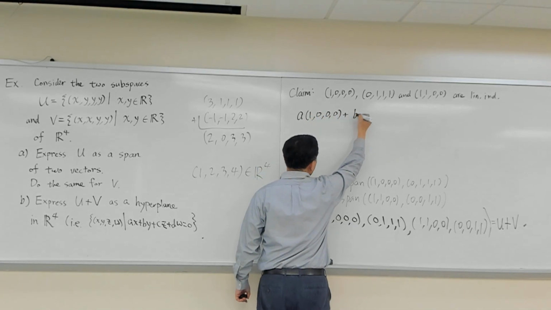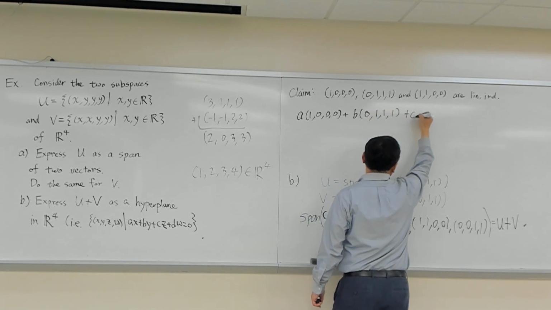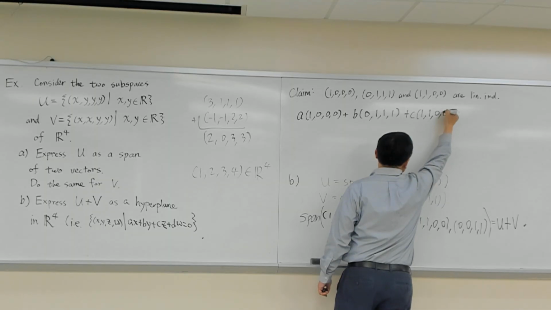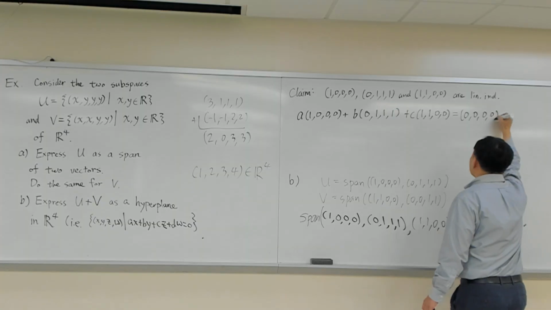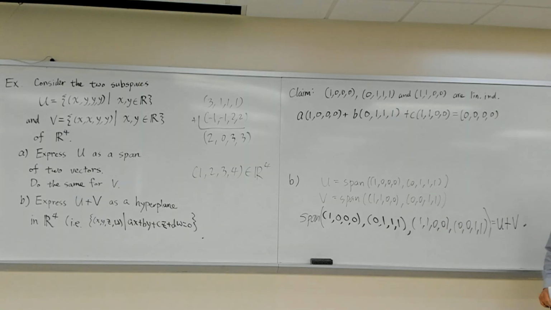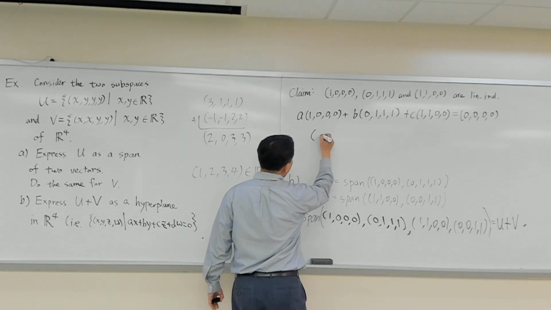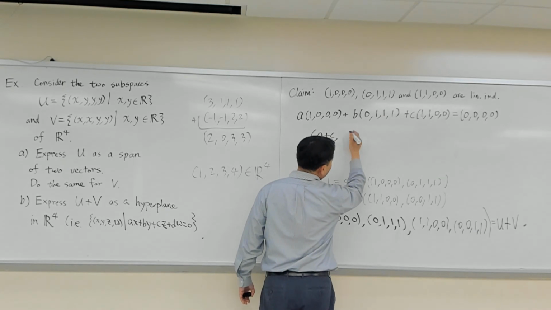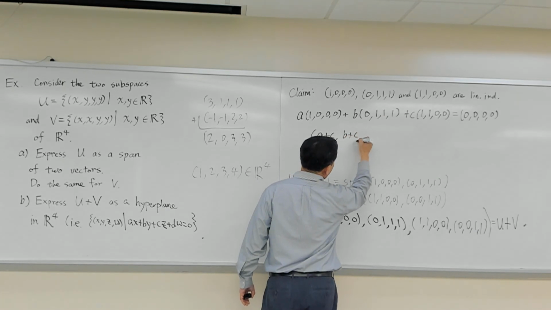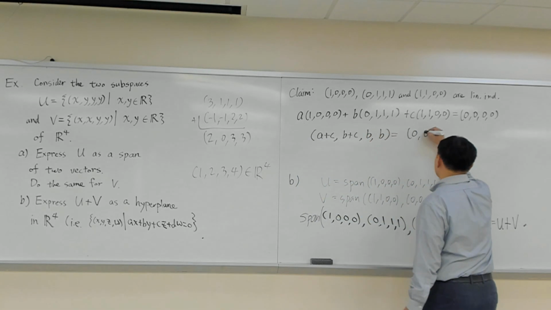To show linear independence, you have to show that if there is a linear combination of these three vectors that's equal to 0, then you're forced to have all of these coefficients equal to 0, right? So let's see. If you simplify, this is a plus c, and then there's no a anymore. It's b plus c, and then that's it. It's just b, b, equal to 0, 0, 0, 0.